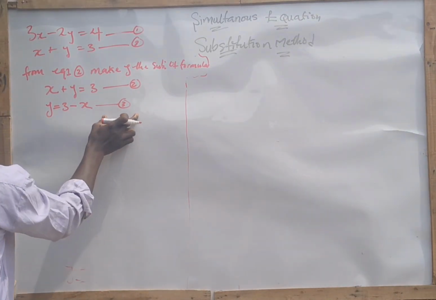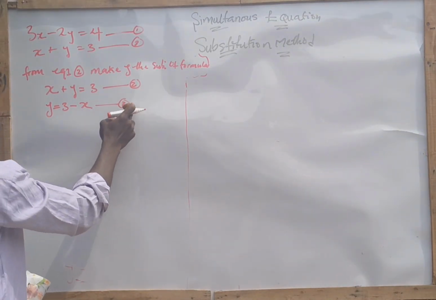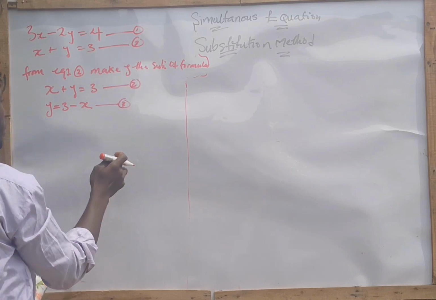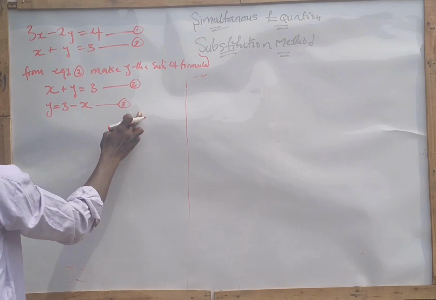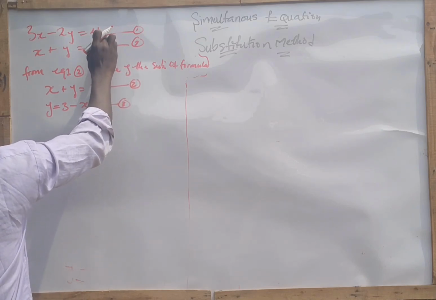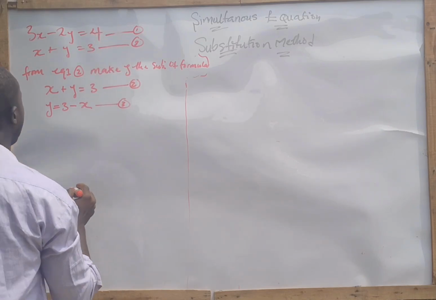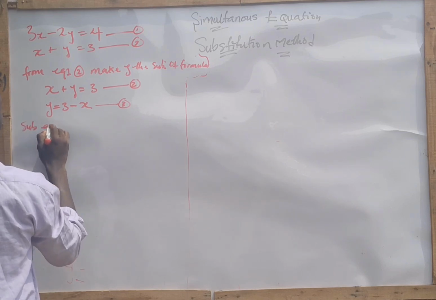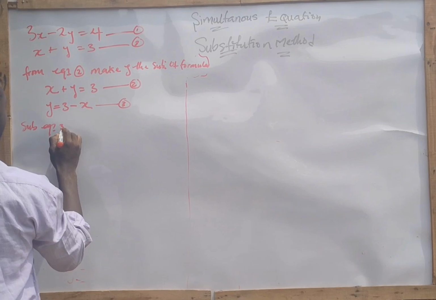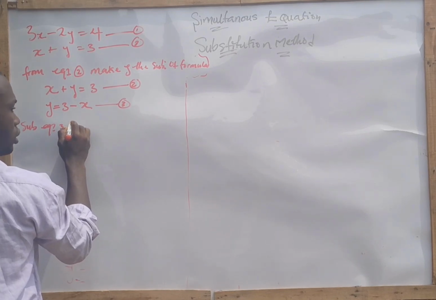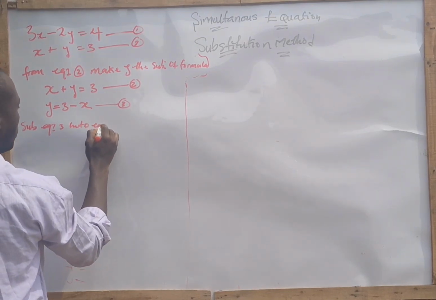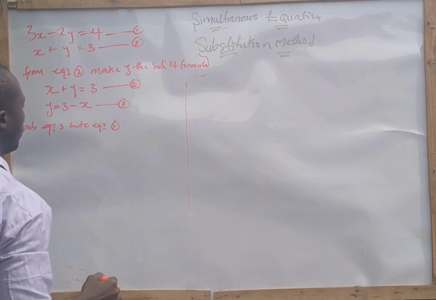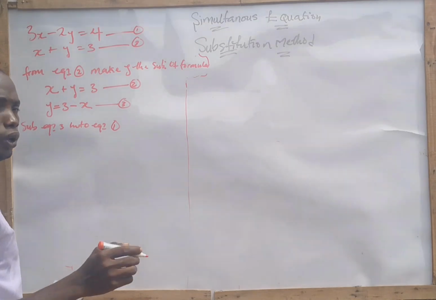Now, since we have our equation 3, where did we get it from? It's from equation 1 and equation 2. So we now substitute equation 3 into equation 1. So we say substitute equation 3 into equation 1.